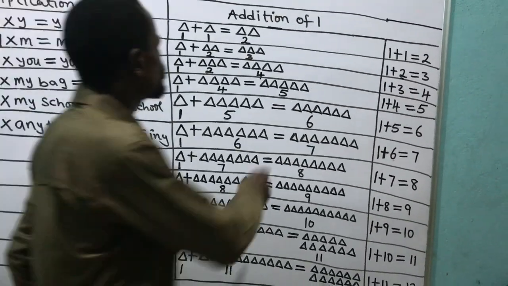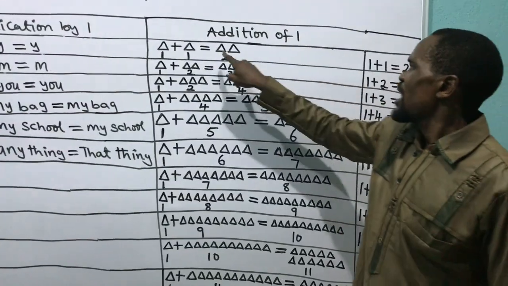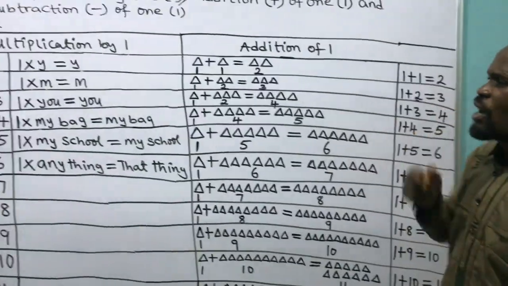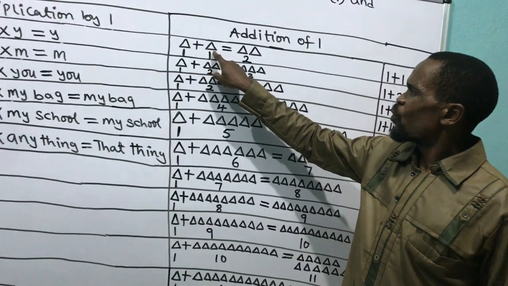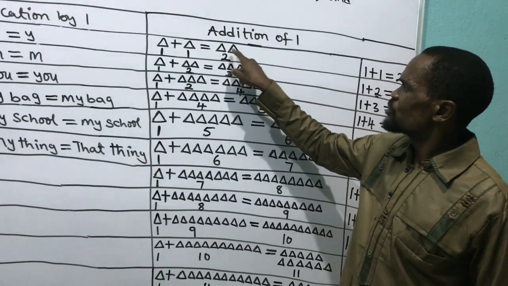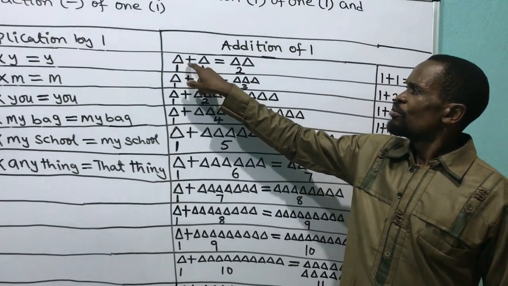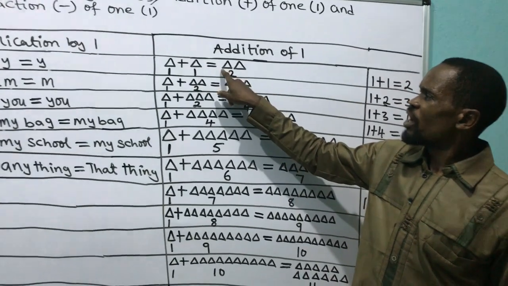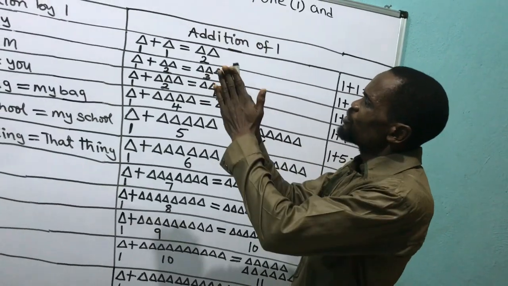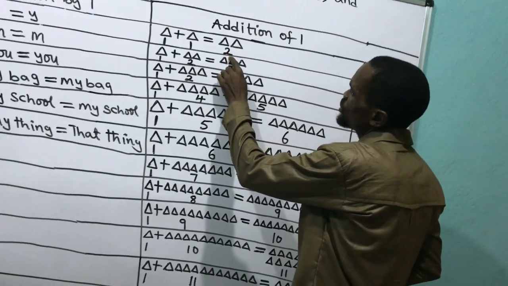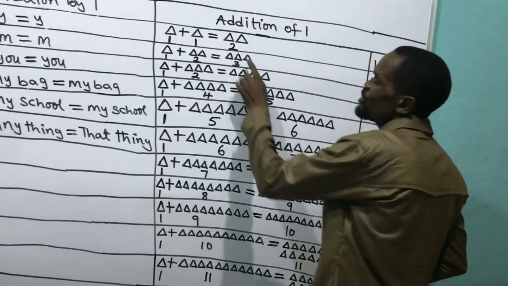So we come to addition of 1. Addition of 1. Then what does it mean? 1 box plus 1 box will give me how many boxes? 1, 2. 2 boxes. 1 triangle plus 1 triangle will give me what? 2 triangles. Look at it. 1 triangle here, 1 triangle here, combined together will give me 2 triangles. 1 triangle plus 1 triangle will give me 2 triangles.